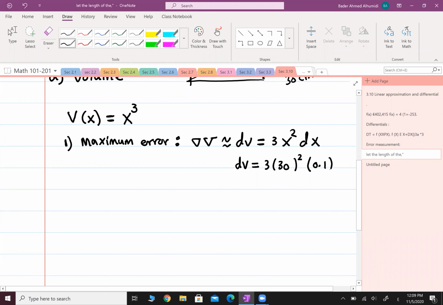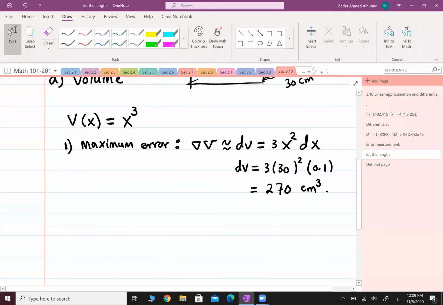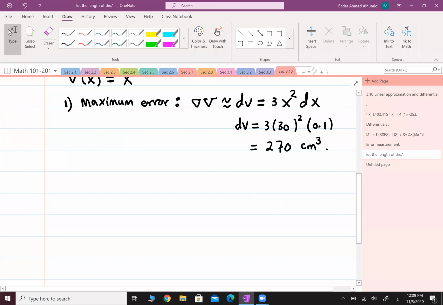Jamil, what is 30 squared now? 30 squared is 900, right? 900 times 3, that is 2,700, multiplied by 0.1, that is 270 centimeter cubed, if it is given in centimeter. Yeah, it is in centimeter. This is called the maximum error. Maximum error is 270 centimeter cubed.